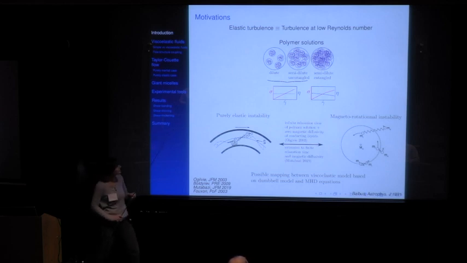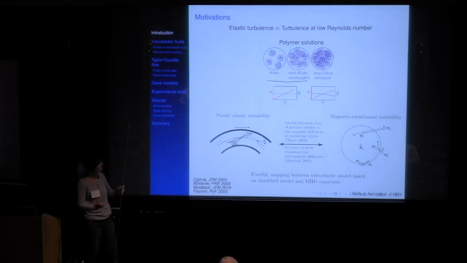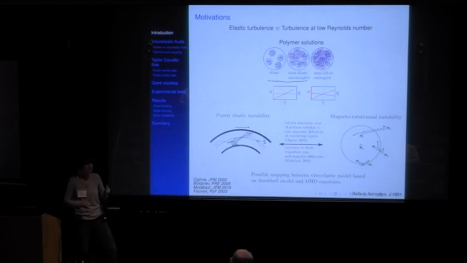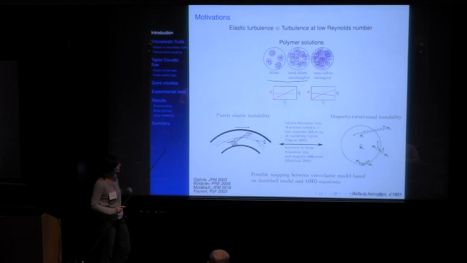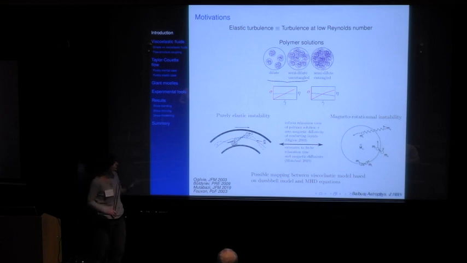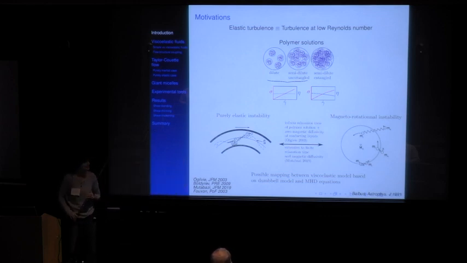And so the basic mechanism of this instability is the following one. As a result of a radial velocity perturbation, the dumbbell will be deflected and stretched by the base flow. So this will lead to an extra tension along the streamlines, which in turn generates a radial pressure disturbance that finally amplifies the initial perturbation. So this is the basic mechanism for the purely elastic instability.